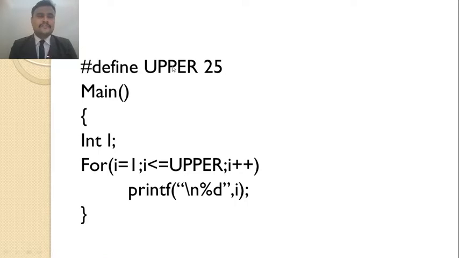While we are executing that program, what does the preprocessor do? It finds the occurrences of UPPER in the whole program and replaces them with its expansion. So here the UPPER keyword, that is the macro template, is replaced by 25 throughout the program. So definitely the numbers 1 to 25 are going to be printed one by one.